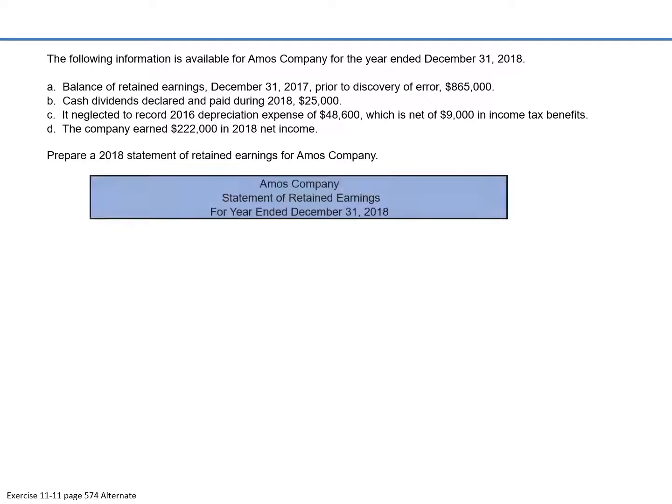Same problem, different numbers. Why don't you take a minute and prepare the statement of retained earnings. When you're finished, you can resume the recording and we'll go through the answer.